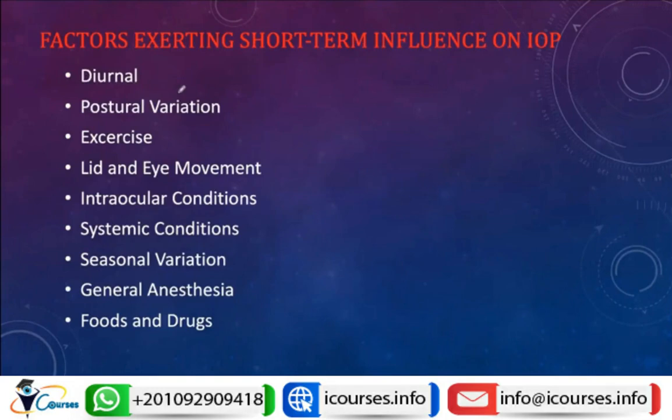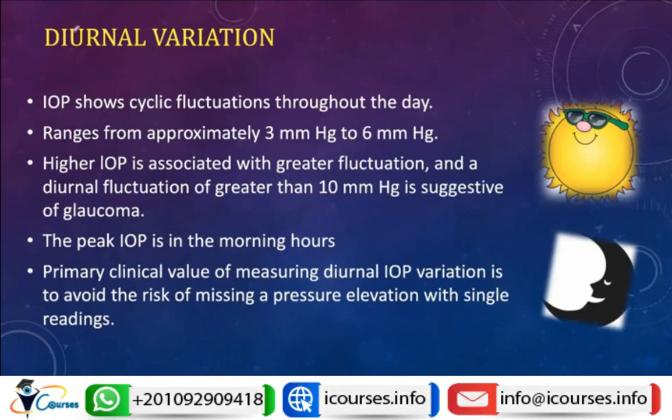There are other short-term factors that will control the intraocular pressure. So let's start with them. First of all, the diurnal variation. It was reported that there is a difference between the normal intraocular pressure in the daylight and at night. There are several factors there, but we don't want to go through this.